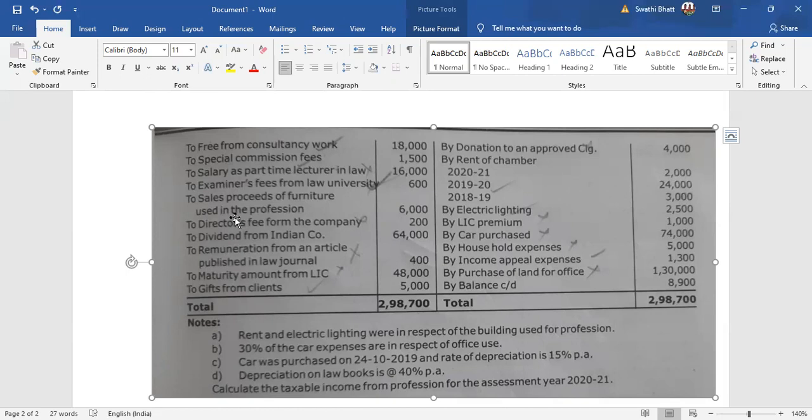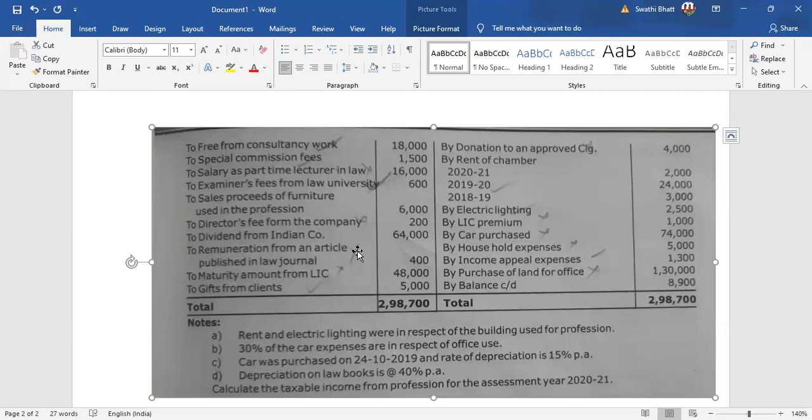It is nowhere related to his profession. Although he has sold the furniture which is in his office, that is not a receipt, or it is not something which is going to happen every now and then. So sale proceeds of furniture used in profession is not included.